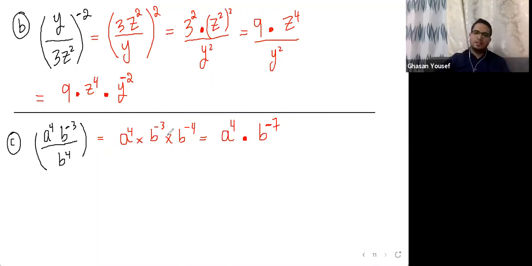Again, if the question tells you not to write the answer with a negative exponent, you just move this one to the denominator. So you write it like A to the power 4 over B to the 7, like this.